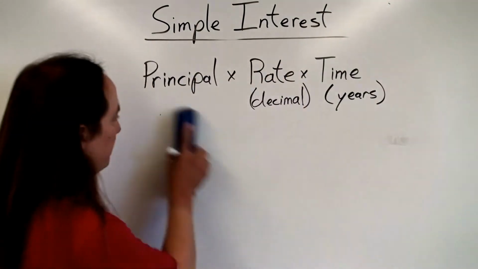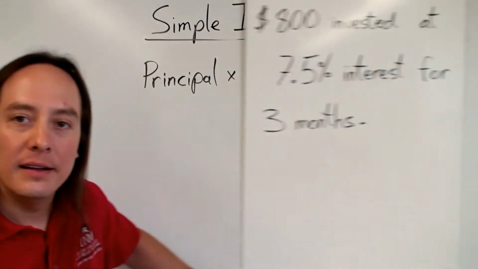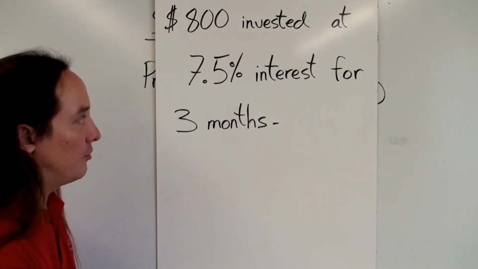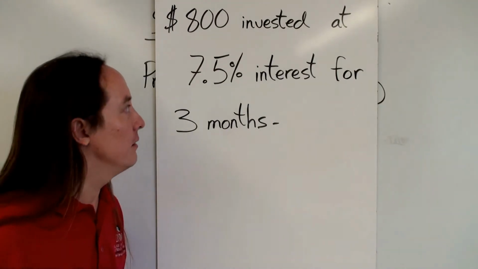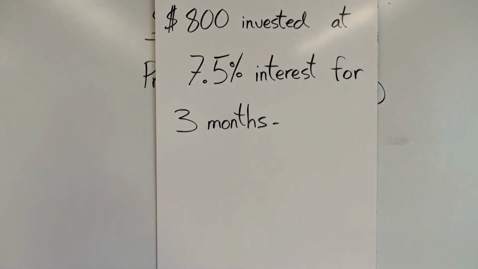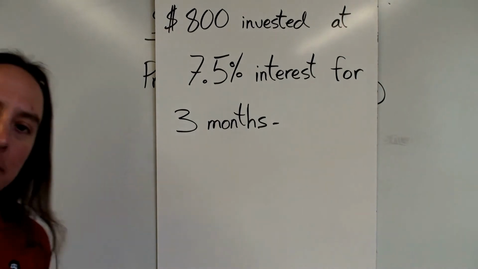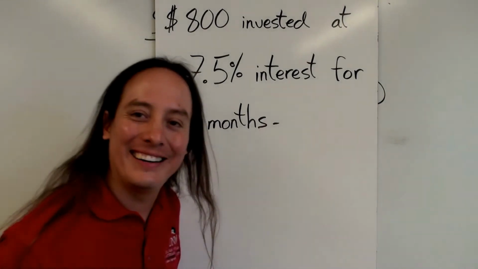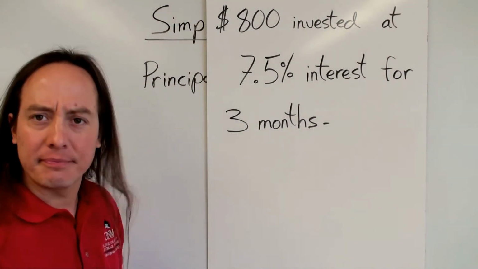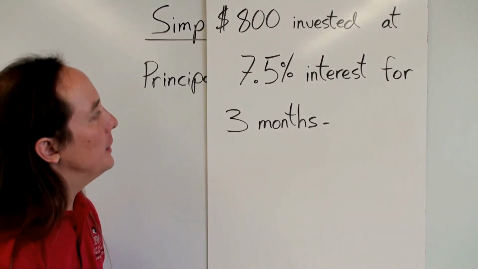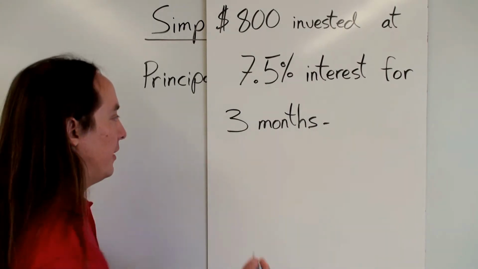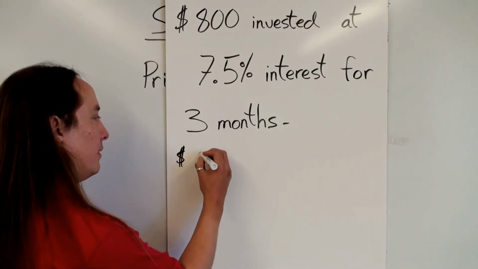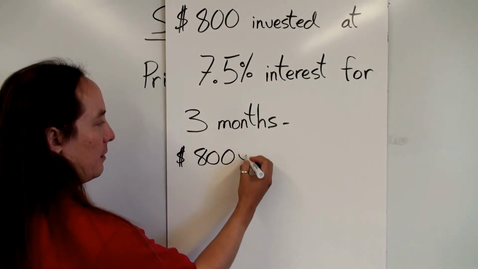So let's put up another one. I have one right here. If you want to stop the video for a little bit, maybe try it yourself, and then we'll do it together. This one says, $800 invested at 7.5% interest for 3 months. If you want to give it a shot, go ahead. Okay, I'll go ahead and start. Do you see that? Let's write down the principal first: $800. That's our principal.